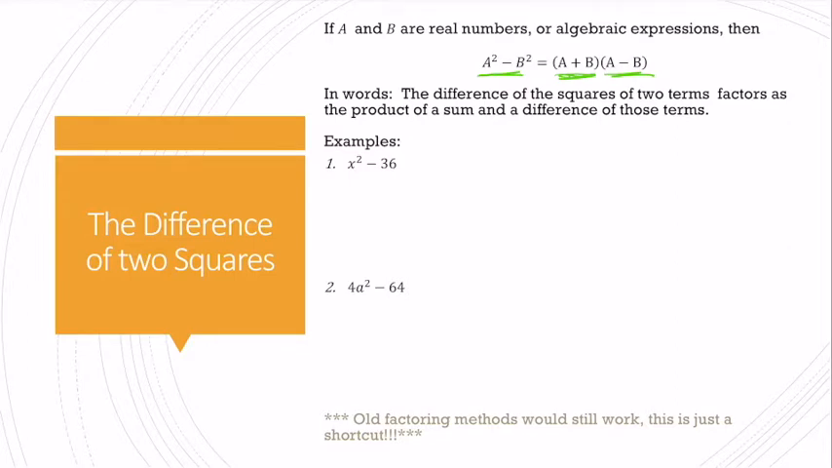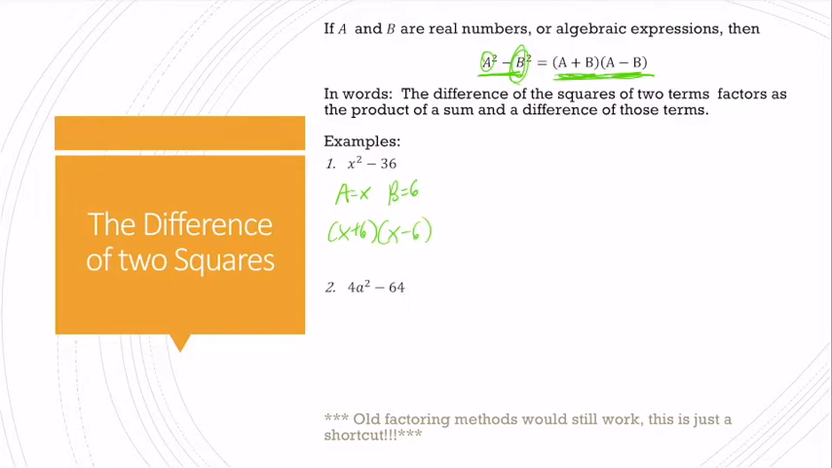So for example, let's take x squared minus 36. Well, let's identify our capital A. A is going to be x. Let's identify our capital B. Well, I've got 36, which is 6 squared, so B is 6. So by this rule, this is going to factor to x plus 6, x minus 6.